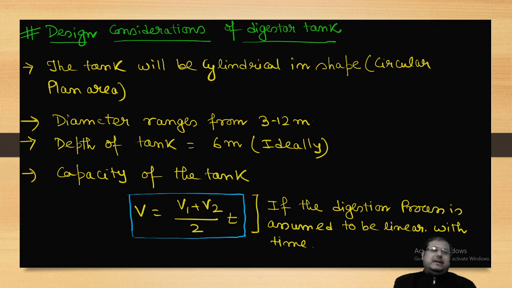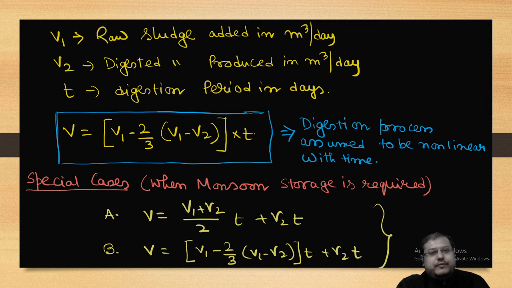And the capacity of the tank. While calculating the capacity, two things we need to keep in our mind. एक तो है कि भैया कैपेसिटी जो है वो दो चीज assume करने के बाद ही आएगी. या तो the process is assumed to be linear with time, या तो non-linear. अगर linear हो, then capacity will be V = (V1 + V2)/2 × T, where V1 is the amount of raw sludge added per day and V2 is the digested sludge produced in meter cube per day, where T is the digestion period in days.